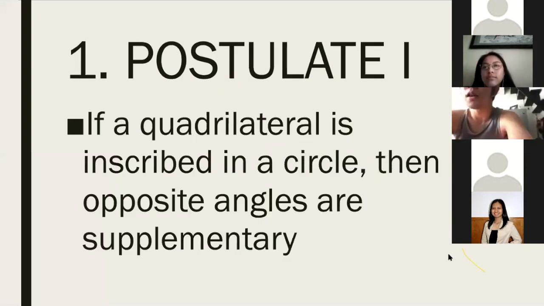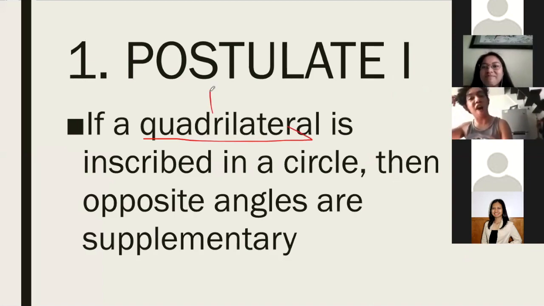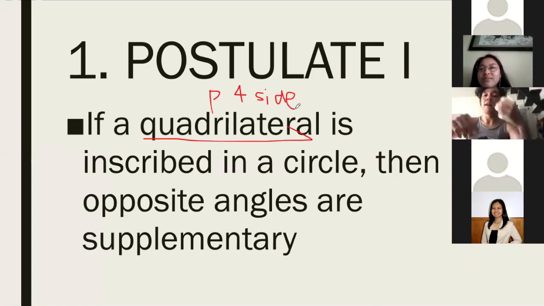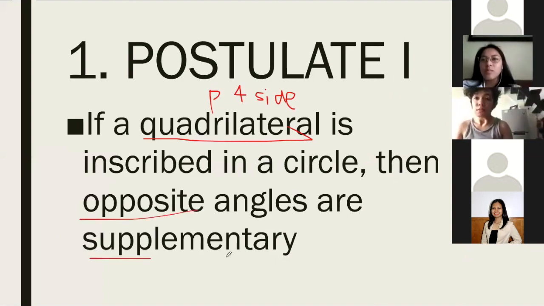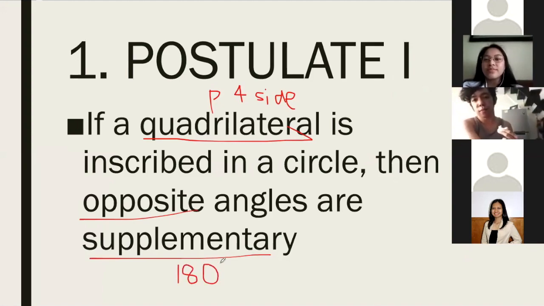Postulate 1 states, if a quadrilateral is inscribed in a circle, then opposite angles are supplementary. So, first, i-define natin quadrilateral: polygon with four sides. And opposite angles are basically angles na hindi sila connected, they're opposite of each other, self-explanatory. At supplementary, nag-a-add up siya, so 180 degrees.